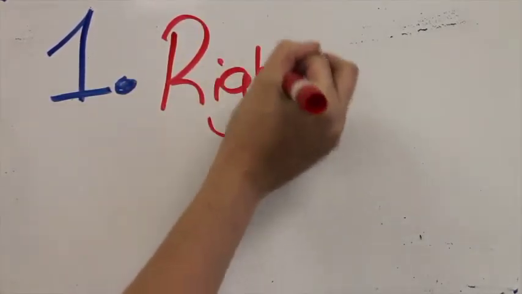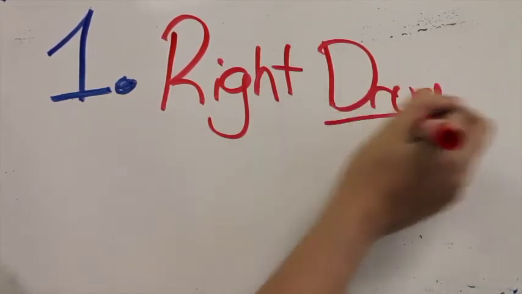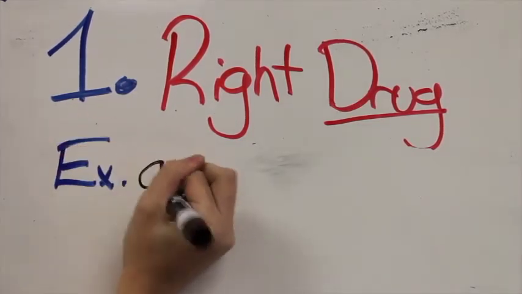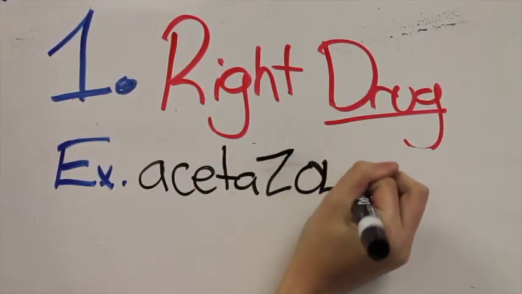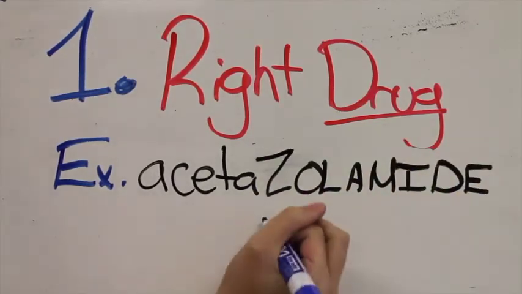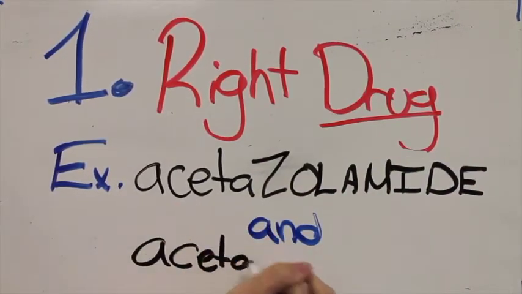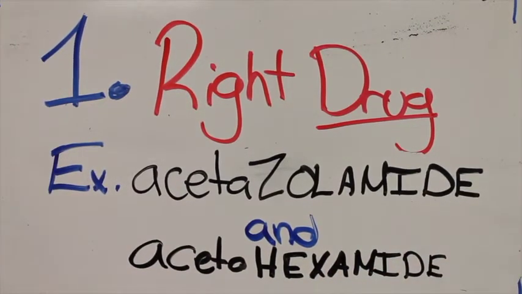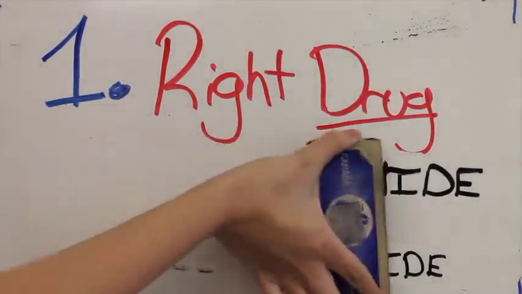The first right is the right drug. You want to make sure that the correct drug is given, so you want to make sure that the name on the drug is correct. The two examples I'm going to give you are acetazolamide and acetohexamide. Acetazolamide is used for high altitude sickness and glaucoma, and acetohexamide is used for type 2 diabetes sugar control. These are two very different drugs for very different purposes.